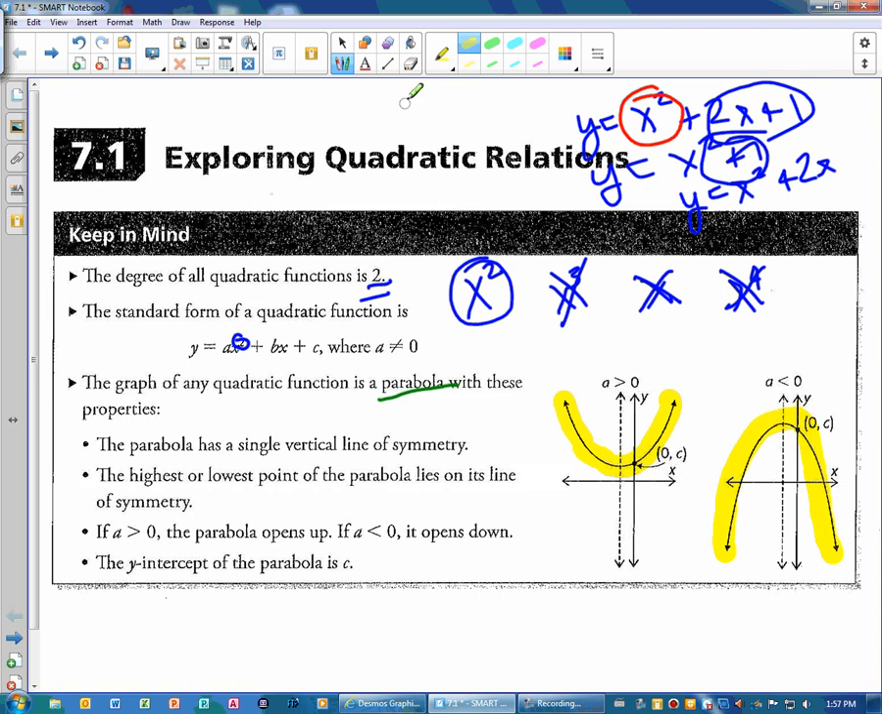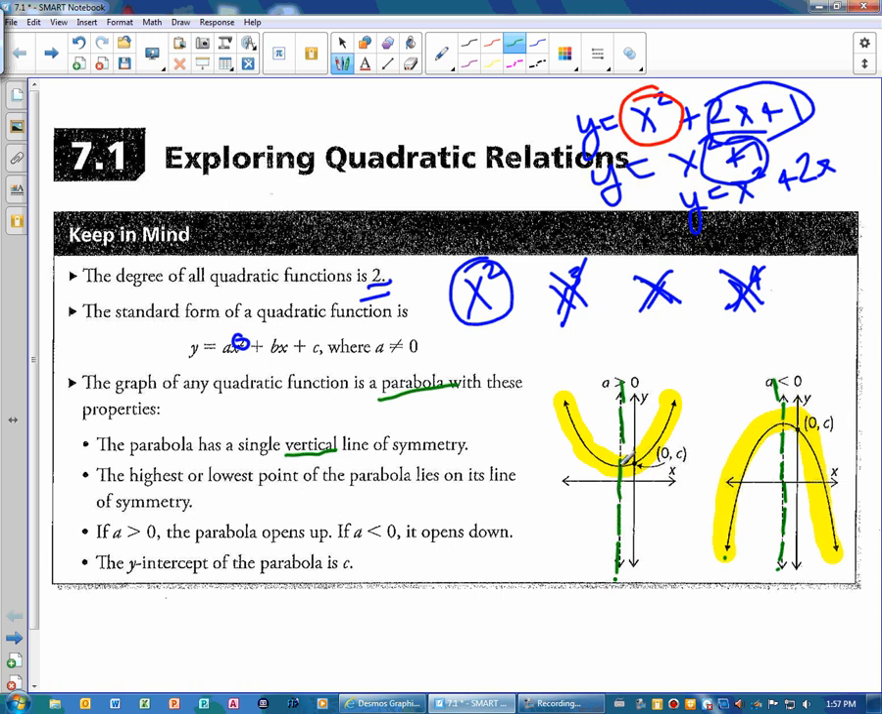So the graph of a quadratic function, it says the parabola has a single vertical line of symmetry, which we show with a dotted line. Okay, a line of symmetry is a line that goes exactly through the middle, and the graph is exactly the same on both sides. So it has a vertical line of symmetry. Even if it's opening downwards, there's that line of symmetry. It's the line that's right through the middle, and my parabola is exactly the same on either side. The highest or lowest point of the parabola lies on its line of symmetry.